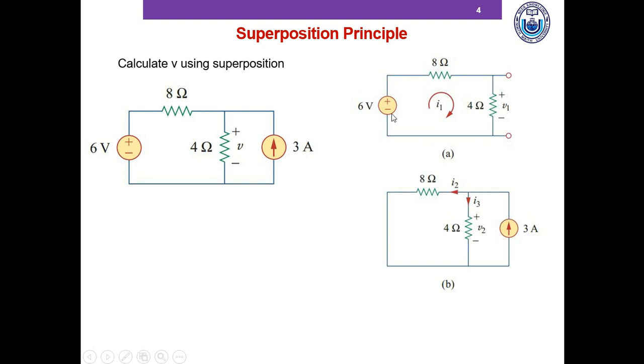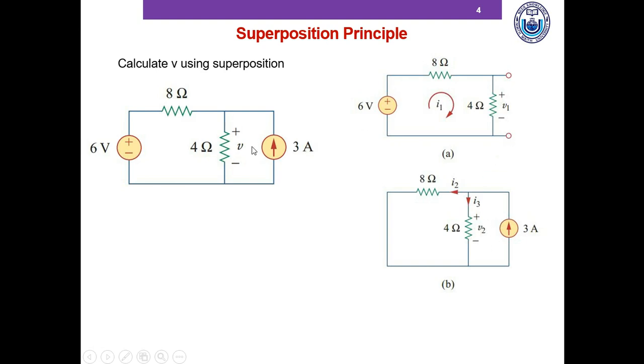Here the 6-volt source is active and the current source is turned off, and by turned off I mean it's replaced with an open circuit. And then we compute the exact same parameter, that is the voltage across the 4-ohm resistor. For convenience, it is always better to use a different variable name. For instance, in this circuit I've used V1, in the next circuit I used V2.